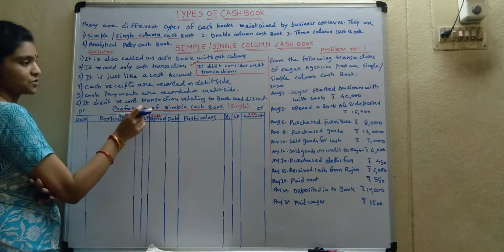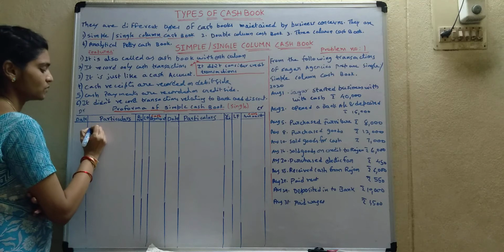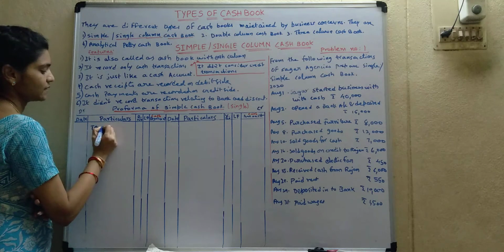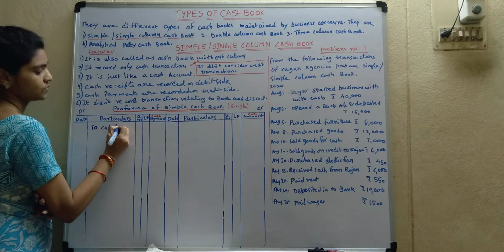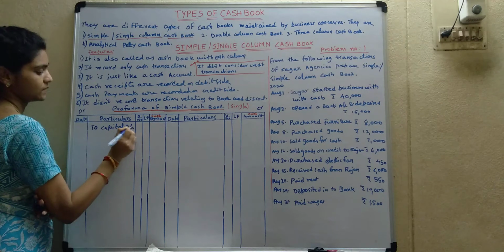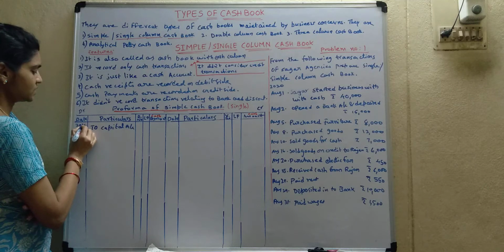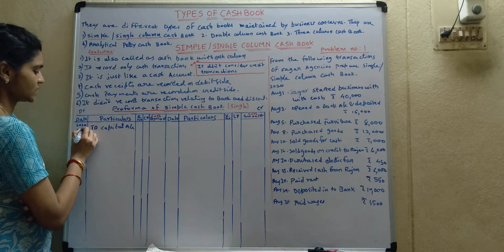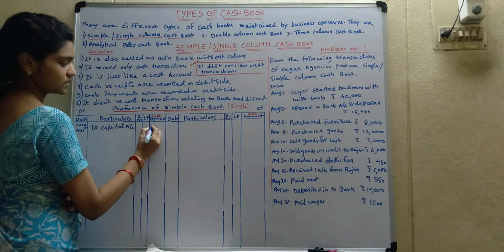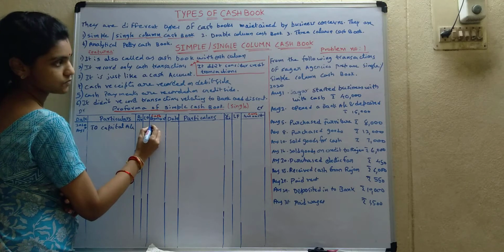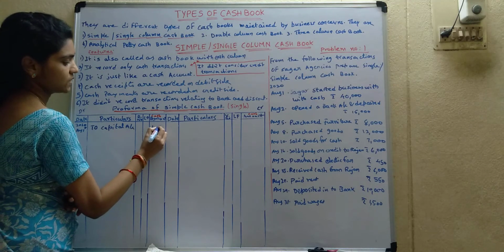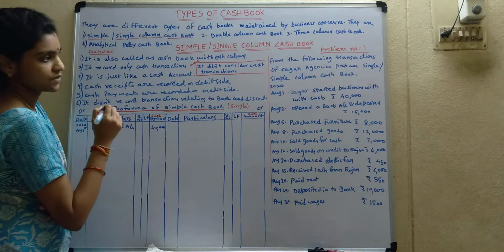So, this is the cash book. So what we have to record here is: to capital account. What's the date? 2020 August 1st. And the amount? 40,000. And coming to the next entry.